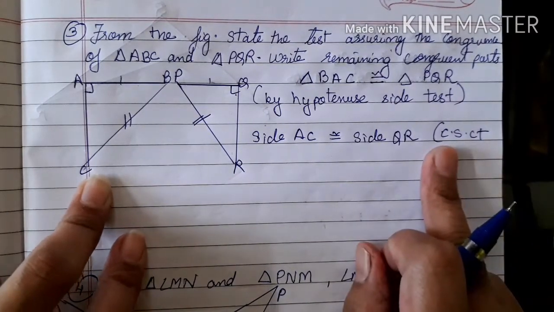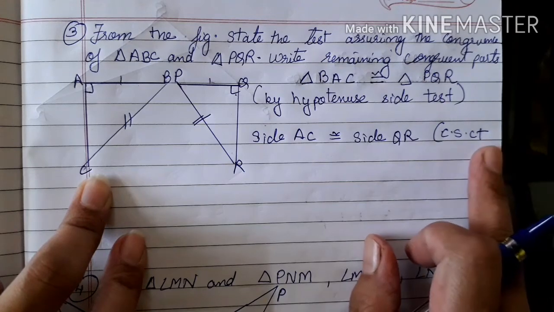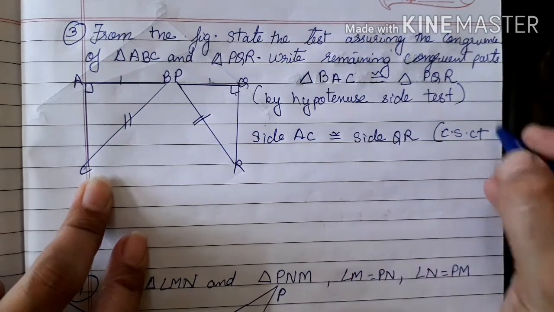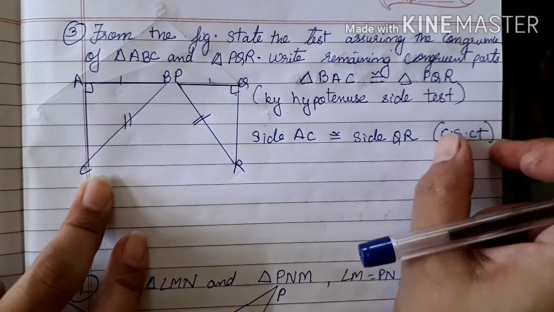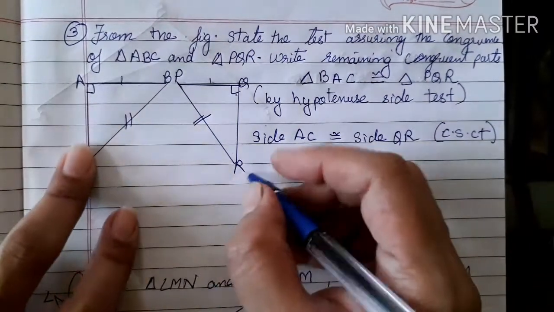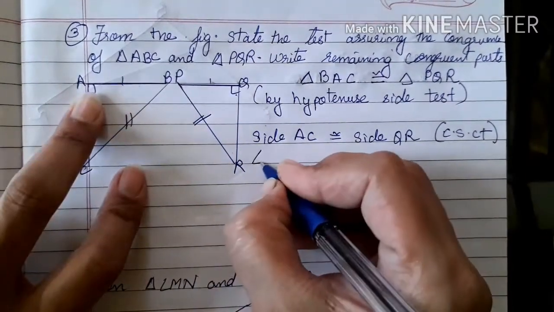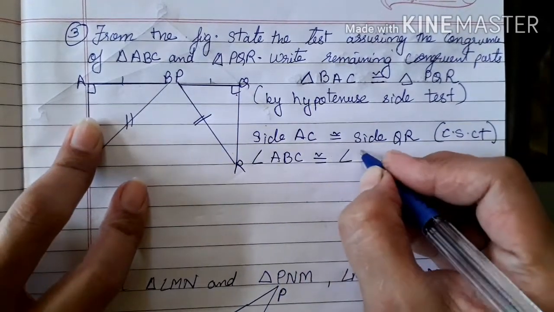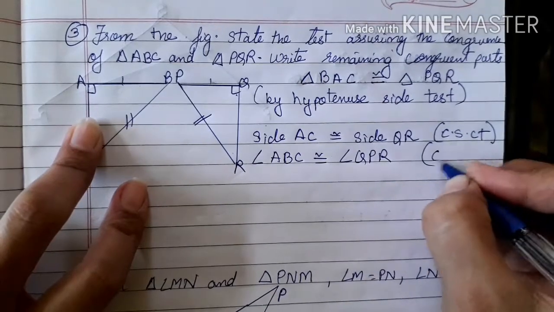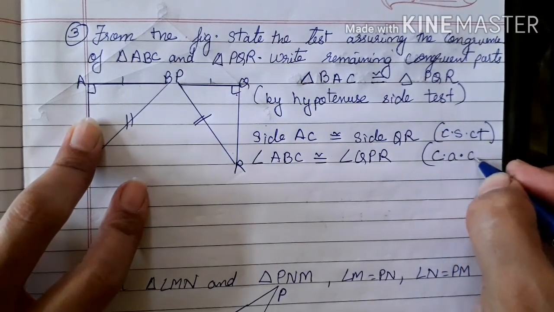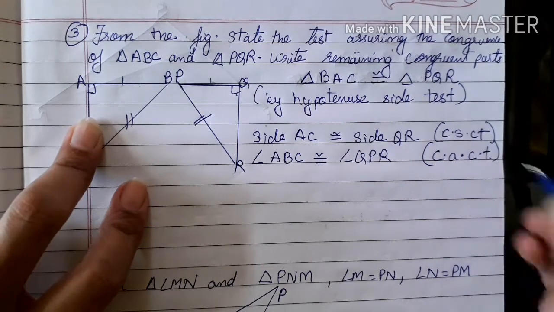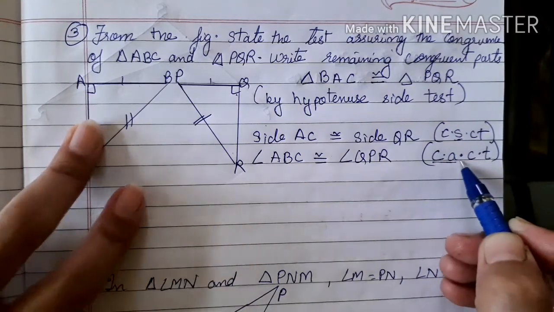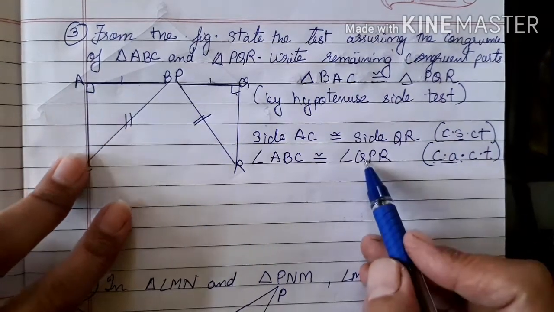Now what is CSCT? Corresponding sides of congruent triangles. Got it? You all can write it in full form or you all can write it in short form. So after this side, what we are going to get? We are going to write the angle. Angle ABC is congruent to angle QPR. Corresponding angles of congruent triangles. Got it? CS means sides, CA means angles. Okay, so these angles are congruent.